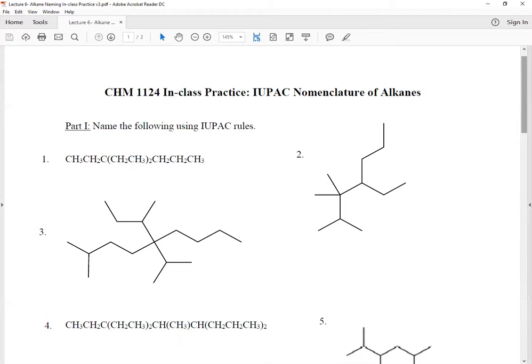So the name of this would be what? 3,3-diethyl. Yep. Hexane. Good.